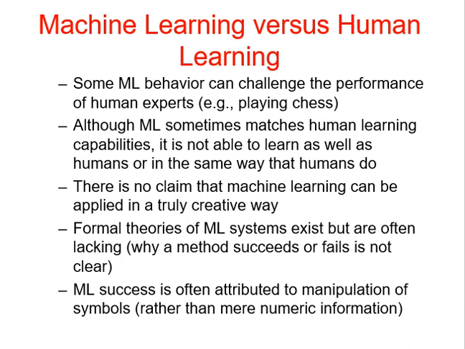There are many formal systems in ML, and machine learning is often attributed to manipulation of symbols. It can be numeric, a probabilistic graph, or it can be symbolic. These are the basic concepts in machine learning.